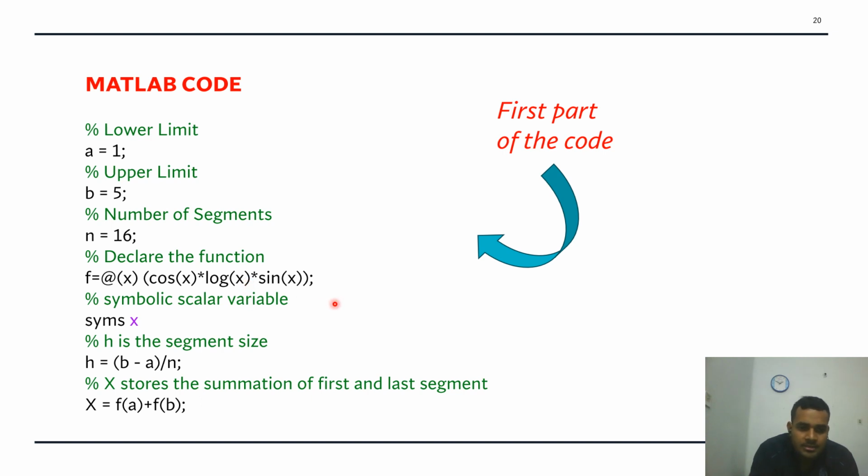Now creating a symbolic scalar variable x and then defining the segment size h equal to (b minus a) divided by n, where n is the number of subintervals, or you can say the number of segments into which we divide the area under f(x). So x stores the summation of the first and last segment, f(a) plus f(b).